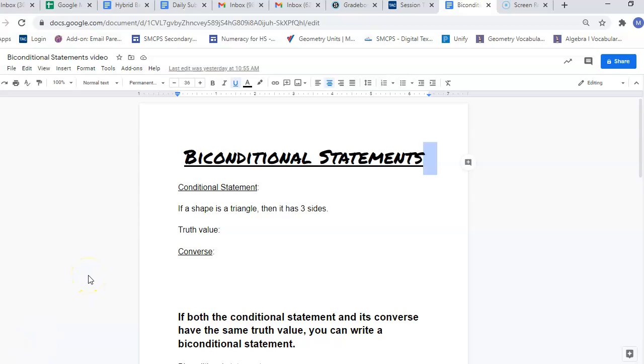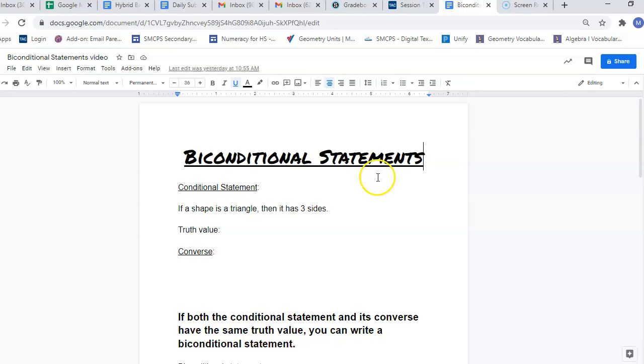Hey guys, today we're talking about biconditional statements. If you haven't done the assignment on conditional statements yet, like converse, inverse, contrapositive, and conditional statements from yesterday on Desmos, you should go back and do that first. This assignment follows that, and it's called biconditional statements.